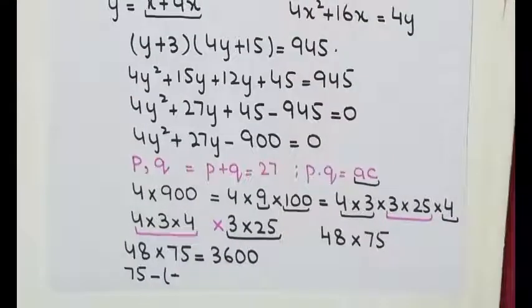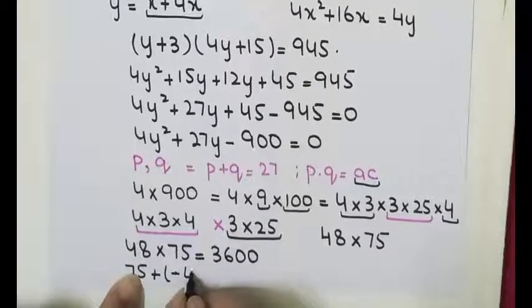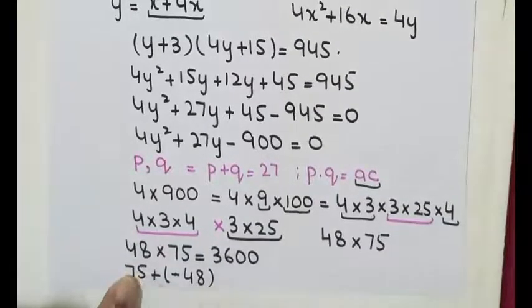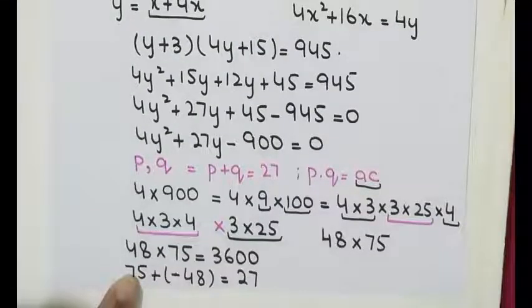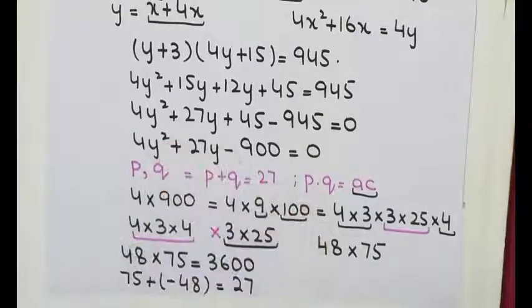And 75 and minus 48. When we add these two terms, we will get 27. So yes, this is the true pair. Now we will break this term.